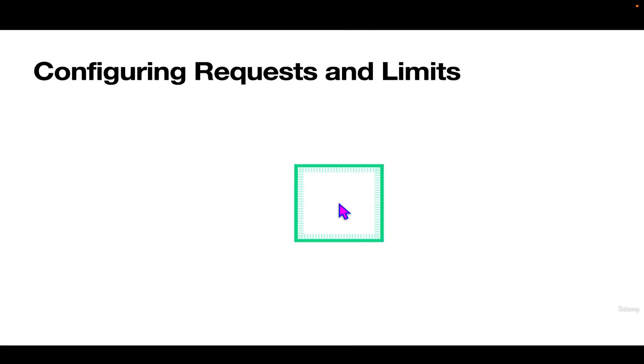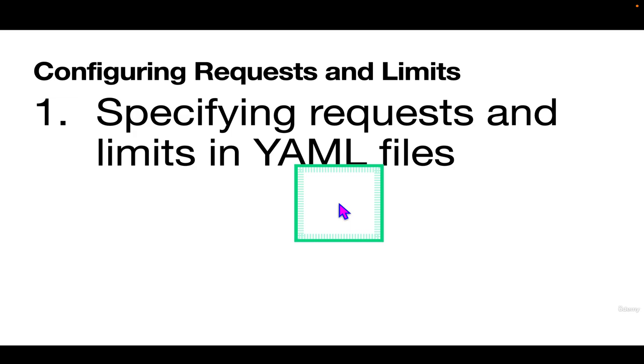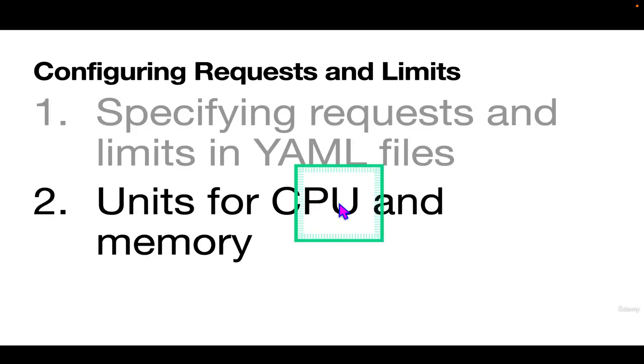So, configuring requests and limits. Specifying requests and limits in YAML files: requests and limits are specified in the container's YAML configuration file using the resources field with separate entries for requests and limits. Units for CPU and memory. CPU resources are measured in CPU cores. Example, 500m is for 0.5 cores, while memory requests are measured in bytes. And if you see something like 256Mi, that stands for 256 mebibytes.